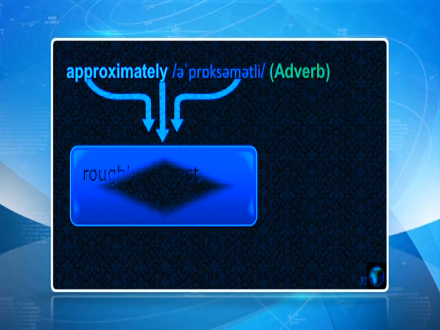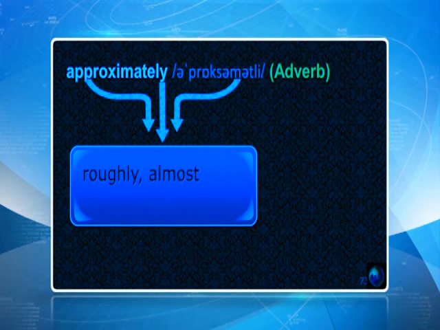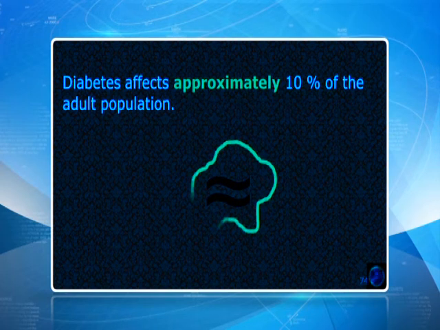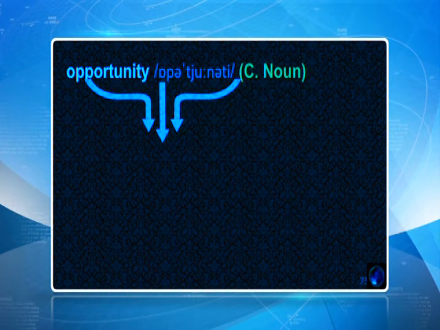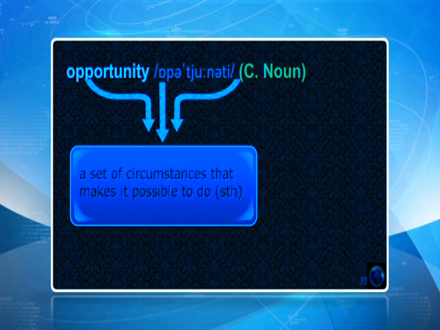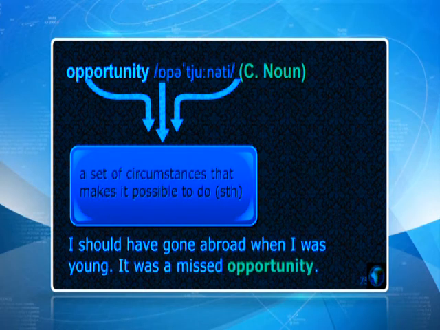Approximately means roughly or almost. Let's illustrate the word in a sentence. Diabetes affects approximately 10% of the adult population. This is the symbol of approximately in mathematics. The following word is opportunity, which is a countable noun. It means a set of circumstances that makes it possible to do something. For example, I should have gone abroad when I was young. It was a missed opportunity.